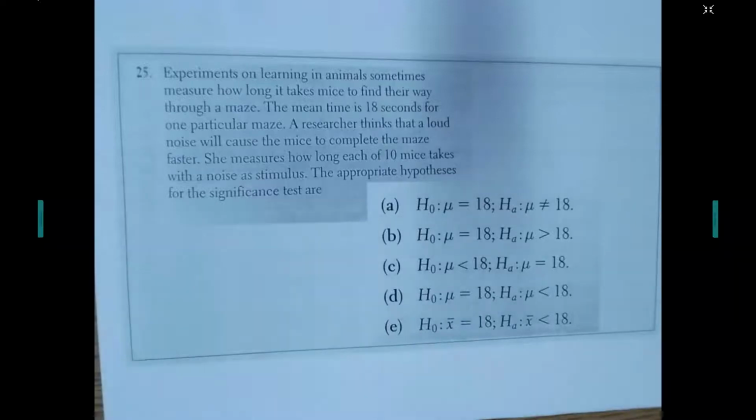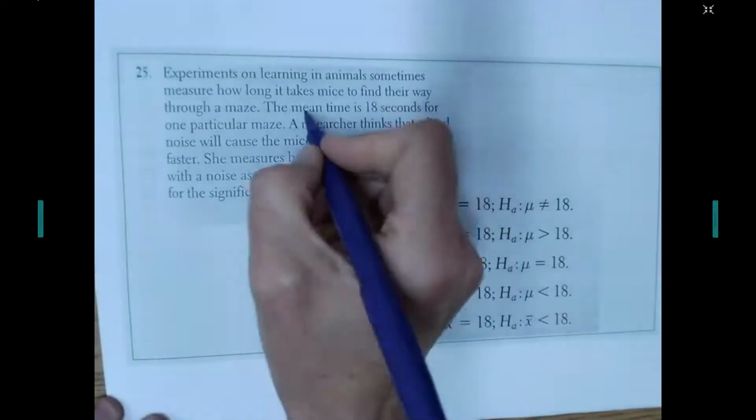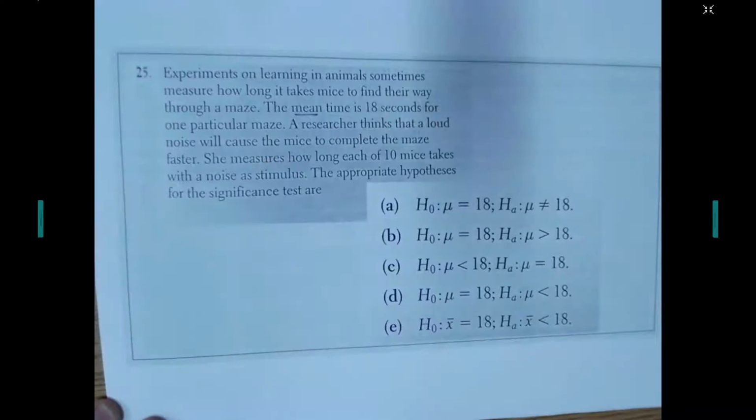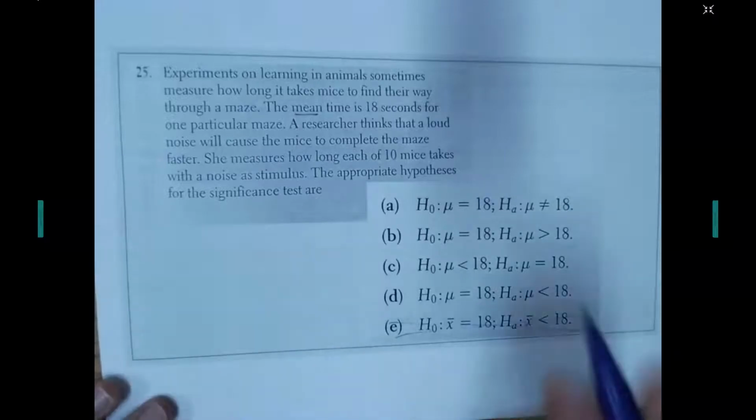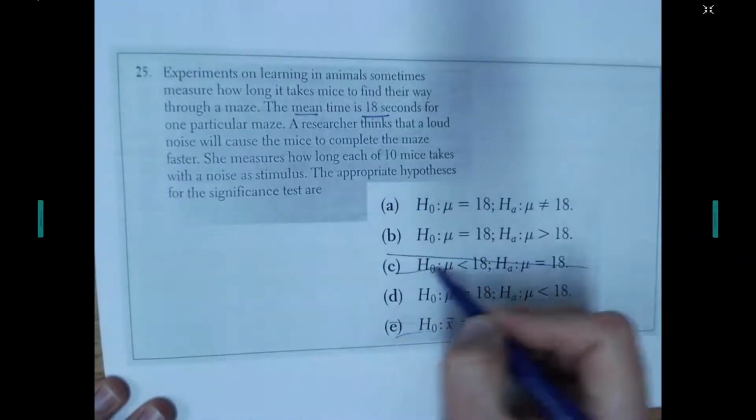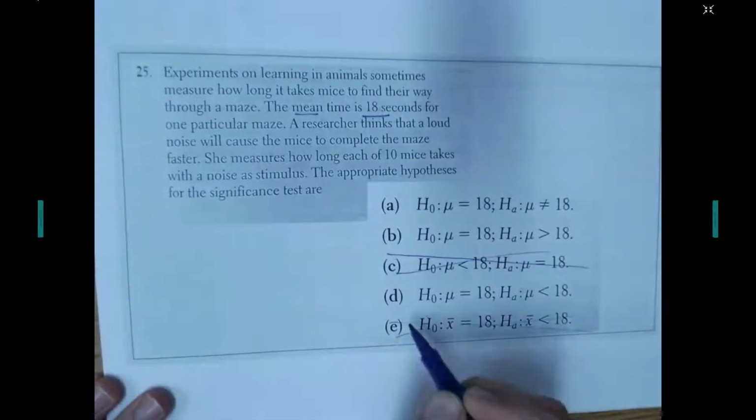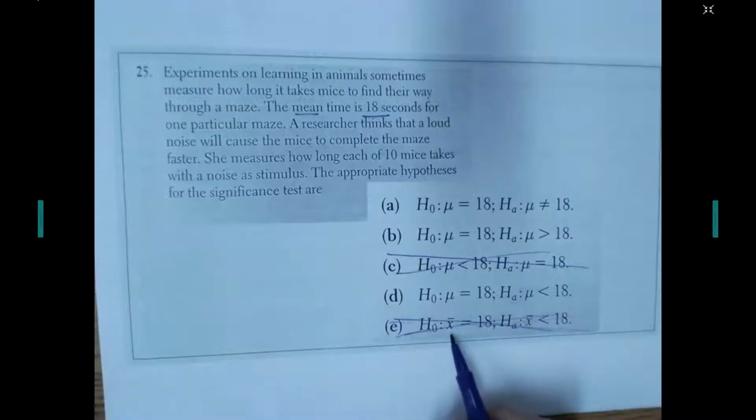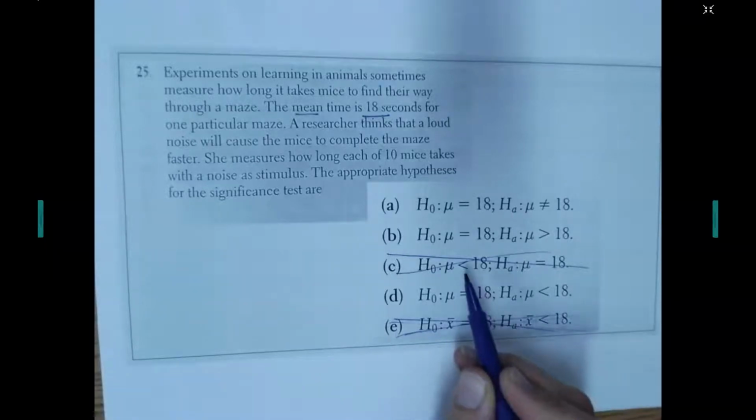equals whatever the claim is, right? All right, so we're talking about mean, so the parameter is mu. That means I can't have x bar, so that's gone. I also know that it's always equals the parameter. So the null can never be a less than or greater than, right? So it can't be x bar, it's got to be mu, and it can't be less than. So it's got to be equals. So those are my three choices.